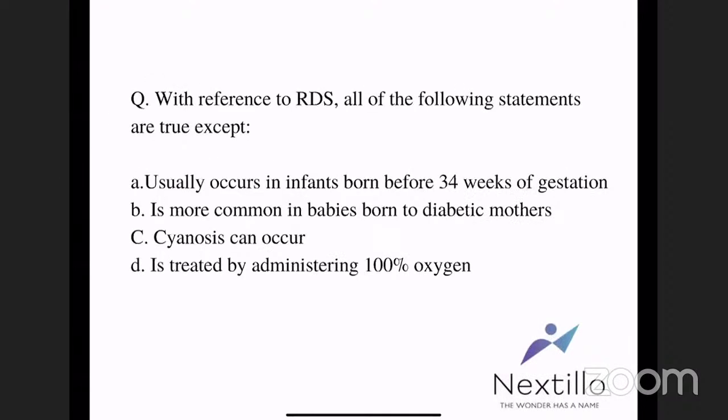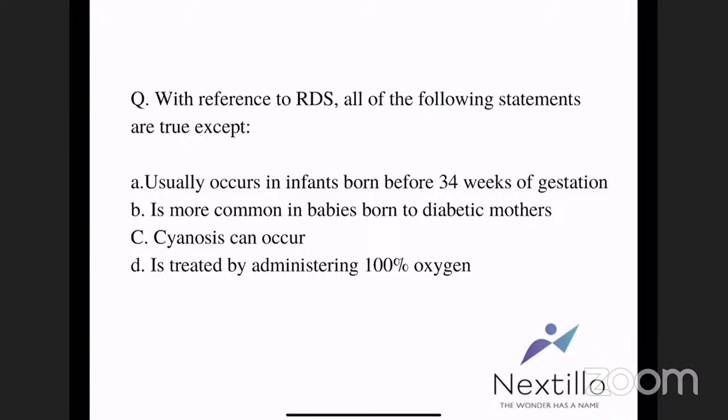So this is the question of our day. We'll wait for around 5 to 10 minutes to get the answer. With reference to respiratory distress syndrome, all of the following statements are true except: A, usually occurs in infants born before 34 weeks of gestation. B, more common in babies born to diabetic mothers. C, cyanosis can occur. Or D, it is treated by administering 100% oxygen.